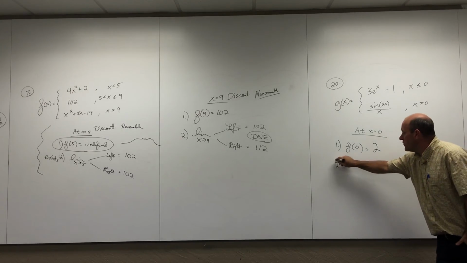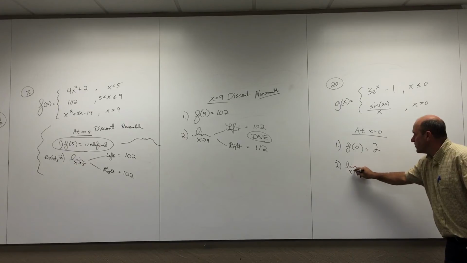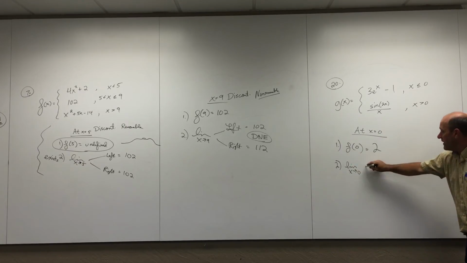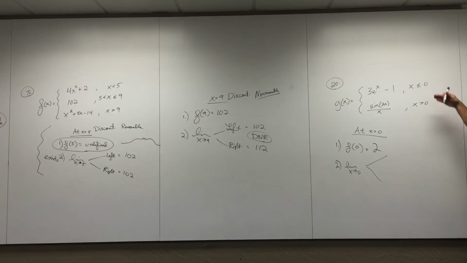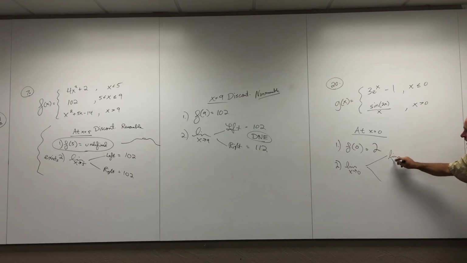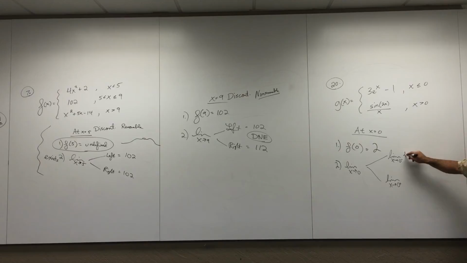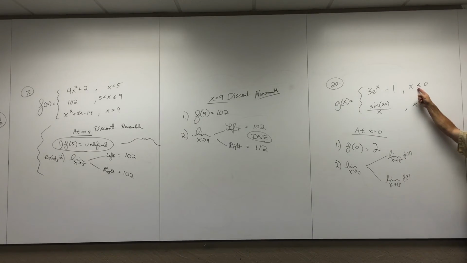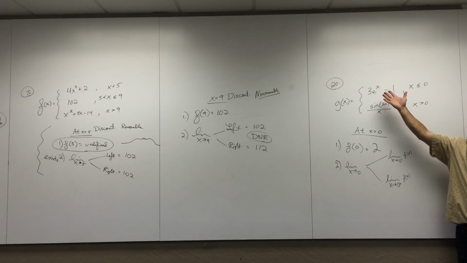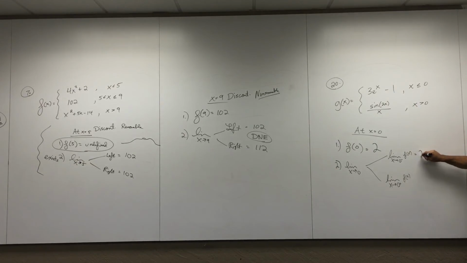Let's do step 2. We need to do the limit as x approaches 0. That means I've got 2 limits to do on the piecewise function: as x approaches 0 from the left and as x approaches 0 from the right. From the left, you're up here, you plug in a 0 and you get 2. All right, that's awesome.